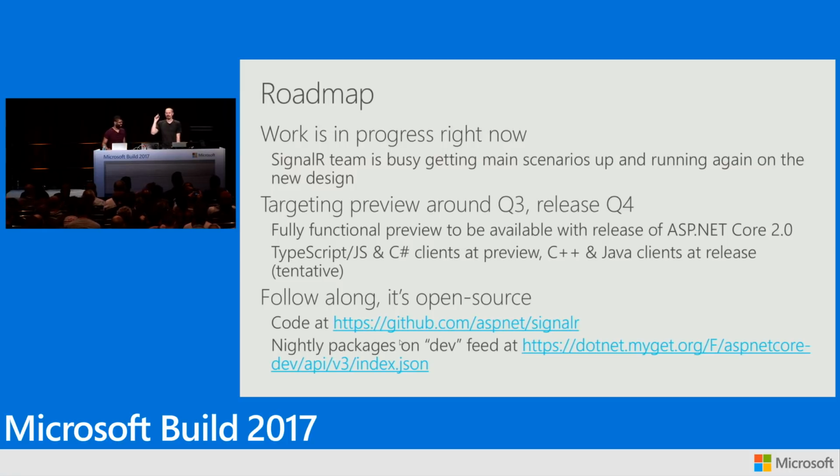All right, so the roadmap to finish off. The work is in progress right now. We are targeting a preview around the time that we ship 2.0 of ASP.NET Core, so that when ASP.NET Core 2.0 comes out, you can get the SignalR Core preview. That will happen sometime in Q3 this year. We hope to have the TypeScript, JavaScript, and C# clients at that time, and probably the Swift client as well. The C++ and Java clients would come closer towards release.